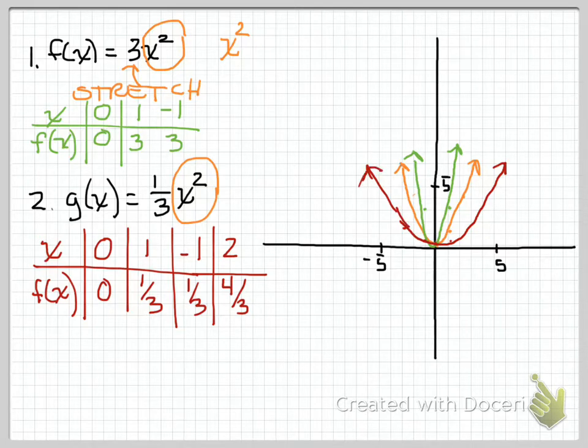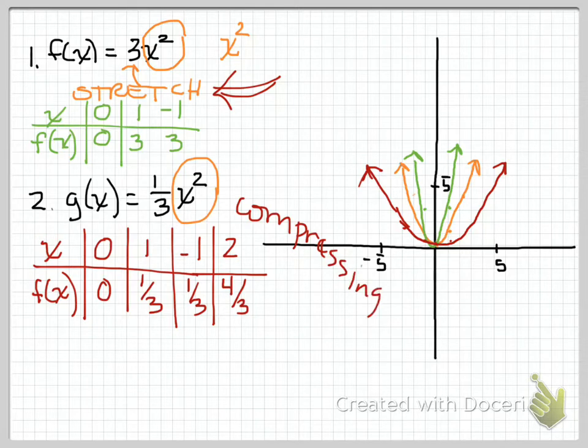Okay, so stretching: imagine pulling a rubber band. Your curve is going to look like the parent curve but thinner. Compressing: your final function is going to look like your parent curve, only you're pushing down on it from the top, so it's going to get wider.